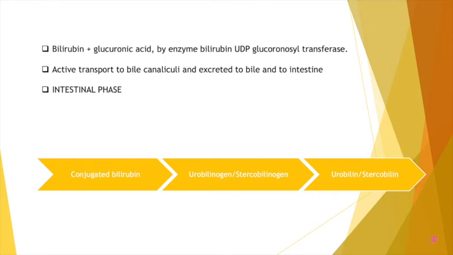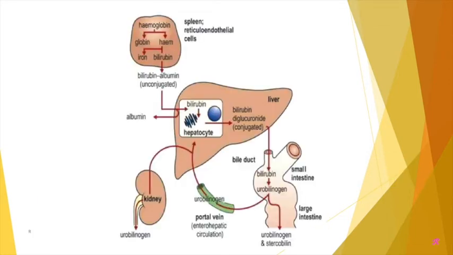Another thing is, when urobilinogen or stercobilinogen get exposed to air, urobilinogen being present in urine and stercobilinogen in feces, they get converted into urobilin and stercobilin. So this is the end of the bilirubin metabolism. Next, this is a pictorial representation of bilirubin metabolism for you to easily understand.